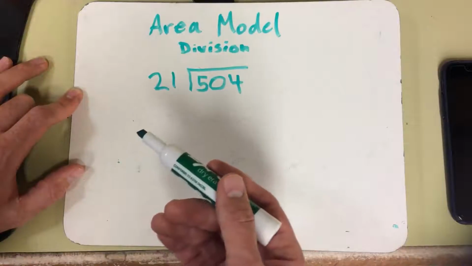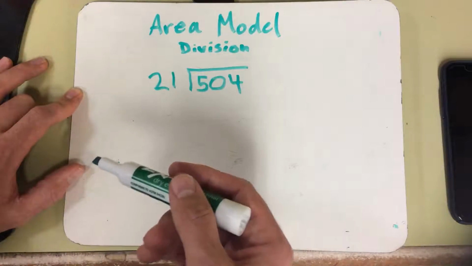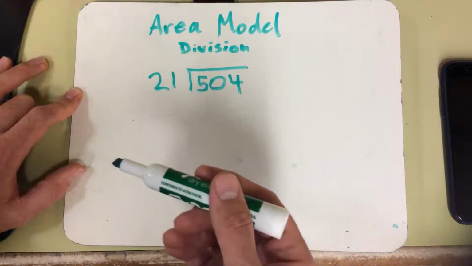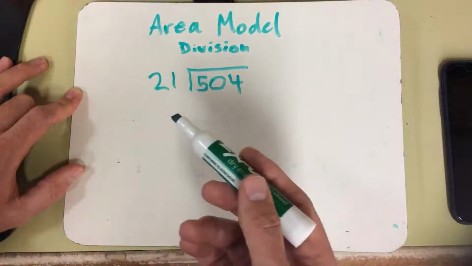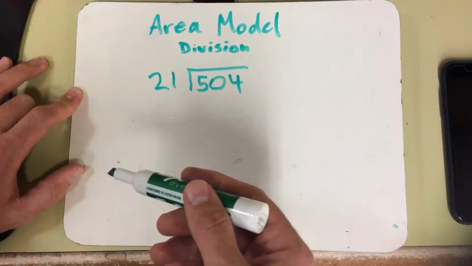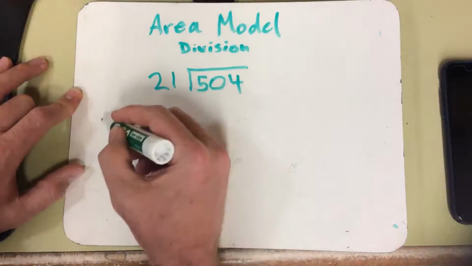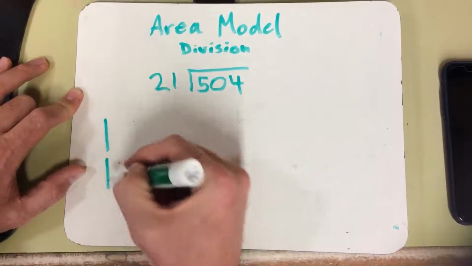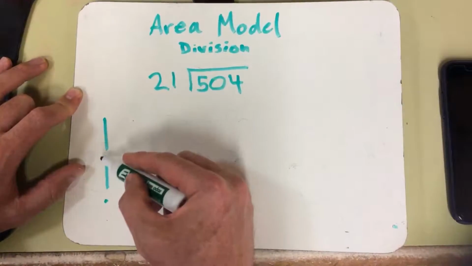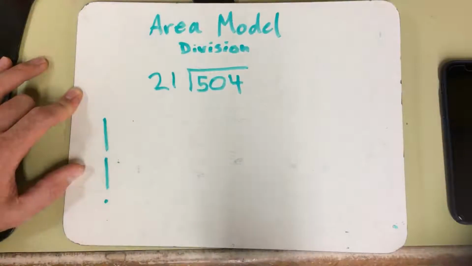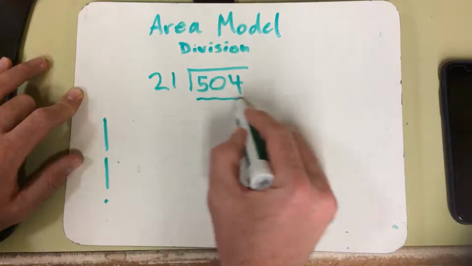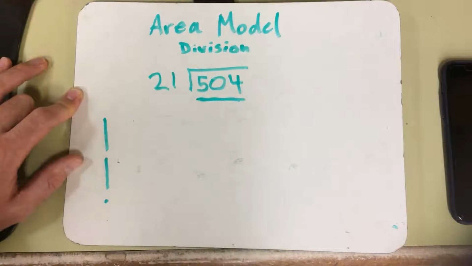So the area model is connected to the multiplication area model, where we're basically using this idea of finding the area of a rectangle when we multiply the two dimensions together. So for division, what we're doing is we know one of the dimensions of our rectangle, and in this case it's 21. So these represent a 10, 20, and then that's 1. So that's what we call the known dimension. And we know that the area of our rectangle is going to be 504.